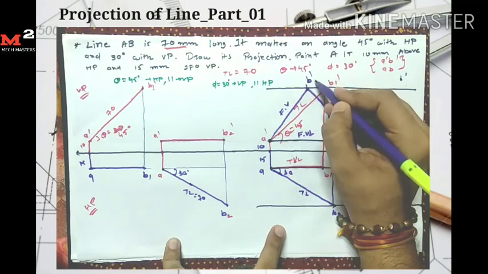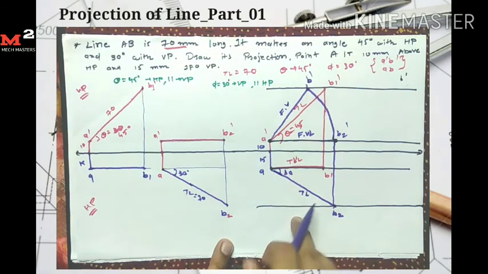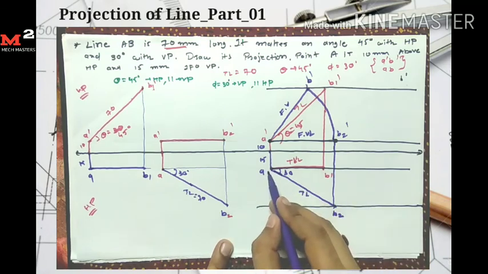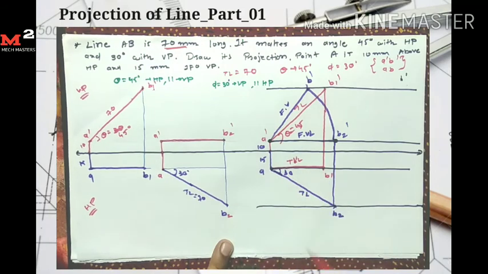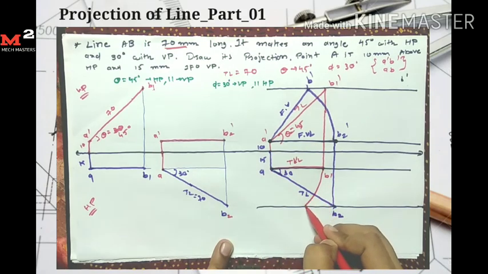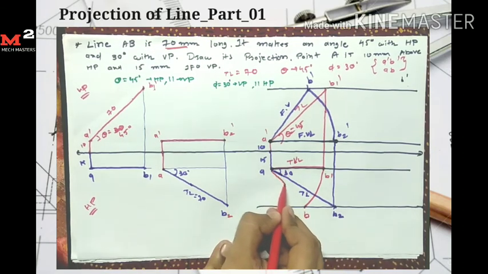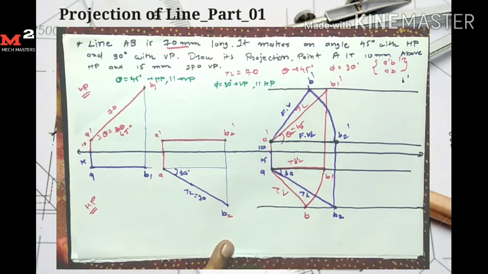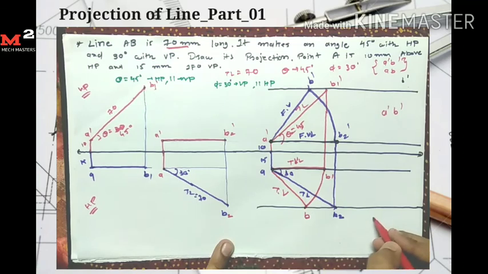Similarly, to get the final top view, I have two conditions to get the point B. One condition is that we get the point B on this line and the length is equal to AB1. So we take A as a center and AB1 as a radius. I draw one arc here which intersects here. So here I get my point B. So AB is my final top view. In this way I find the final front view A dash B dash and the final top view AB.